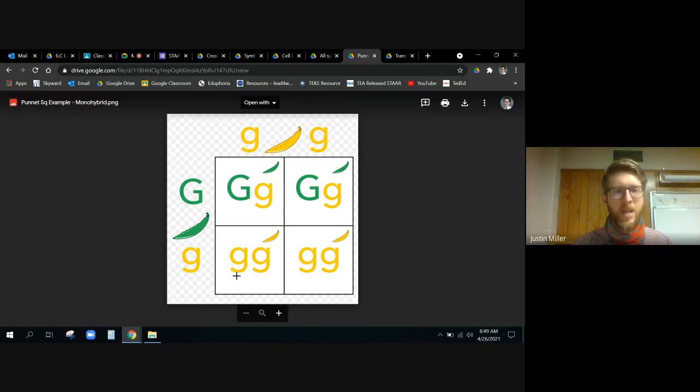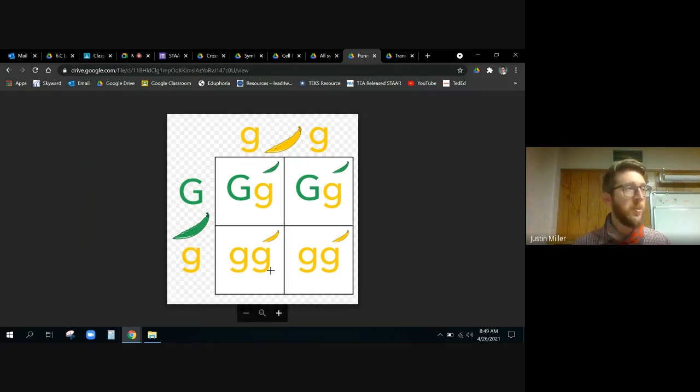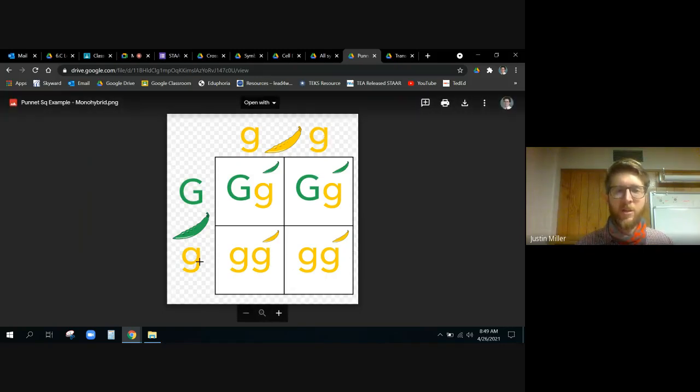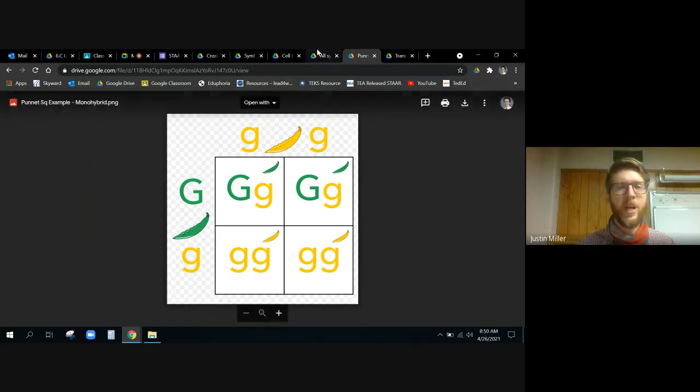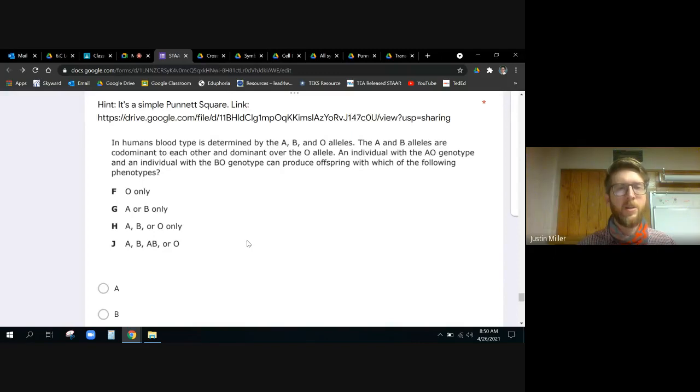If this is A and this is O, what would go here? AO, which would make the blood type A. Or if this is O and this is O, what would go here? OO, which would make the blood type O. So we can have A, AB, B, or O. We can have all four blood types from these two parents.